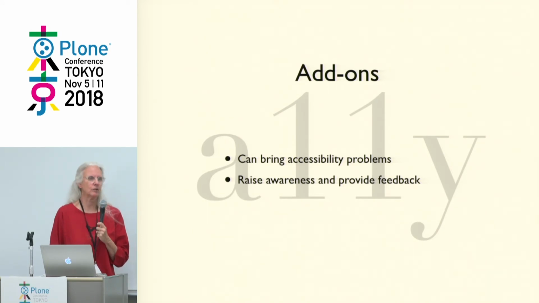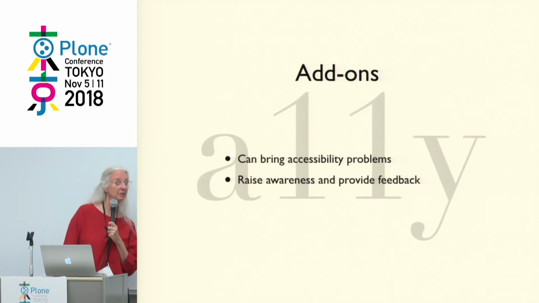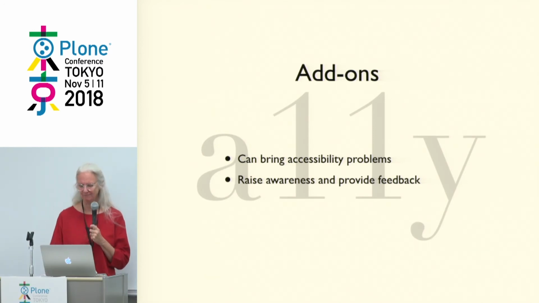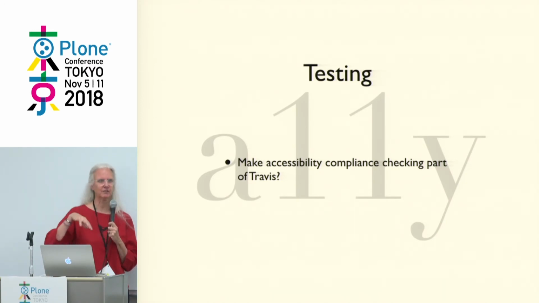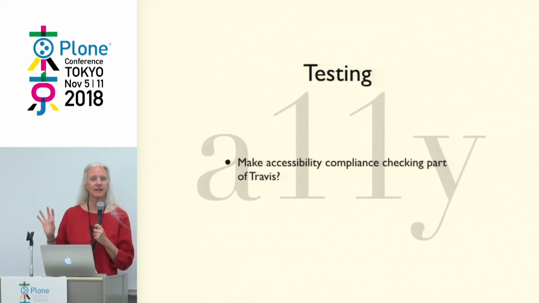Generally raise awareness in the add-on writing community of these issues, file bug reports, provide feedback, etc. And finally, we have this great Travis Jenkins stuff that does a lot of testing, and it would be really nice if we could add accessibility compliance checking to part of that whole process.